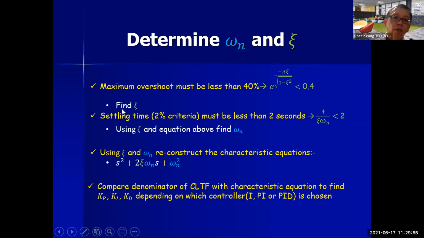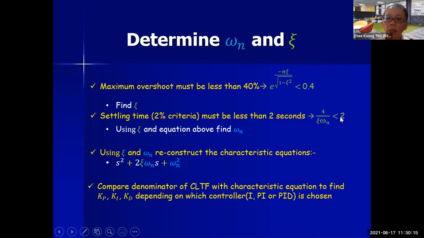So this is the equation. With this, you can try to find out what zeta is. Of course, you have to work this out. There is only one unknown in the whole equation, so you should be able to solve it, right? Solve for zeta.